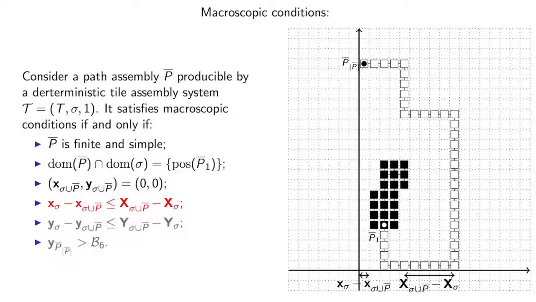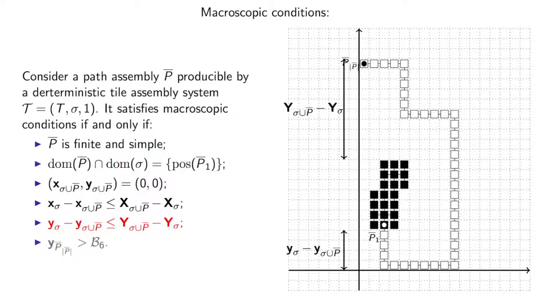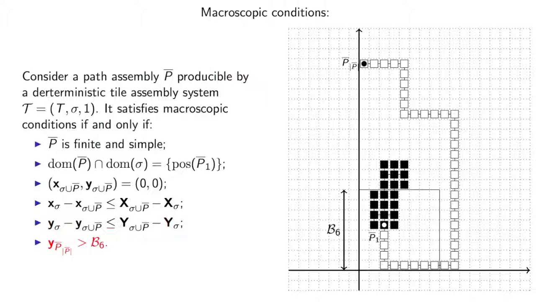Now, we are looking for a path assembly where the seed is near the origin of the plane. The two following conditions are here to represent this constraint. If this condition is true, then the path assembly grows more to the east of the seed than to the west of the seed. Now if the second condition is true, then the path assembly grows more to the north of the seed than to the south of the seed. These two conditions are called the axis convention. Finally, we want the last tile of P to be higher than the bound B6.